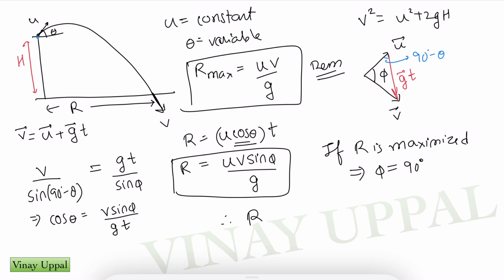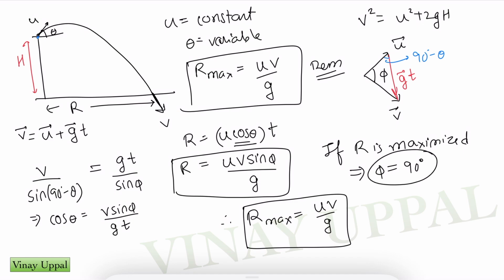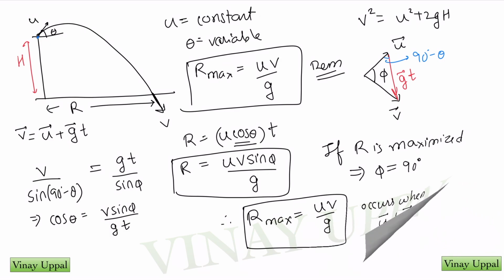Therefore my range maximum value would be uv by g. And we also know that this will occur when the angle between the initial and final velocity vector is 90 degrees. So it occurs when u vector is perpendicular to v vector. So that's just another neat result that we've derived here.